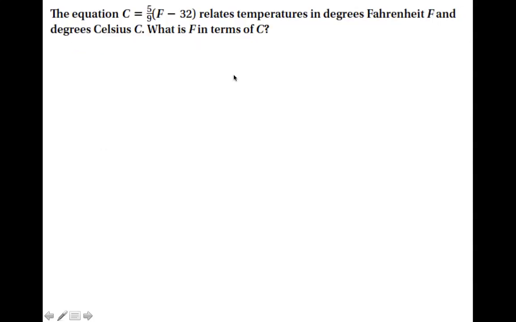This last example, we have to find what F is in terms of C. So if we look at our equation, this is Celsius and Fahrenheit, and C equals 5/9 times F minus 32. My first suggestion would be, instead of multiplying this 5/9 through, I would take it to the other side by multiplying both sides by 9/5, because when you multiply a fraction by its reciprocal, we get 1.